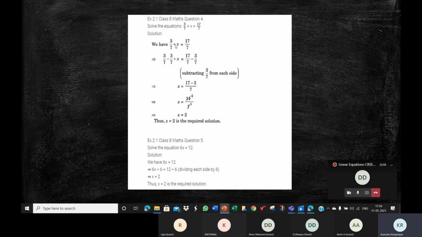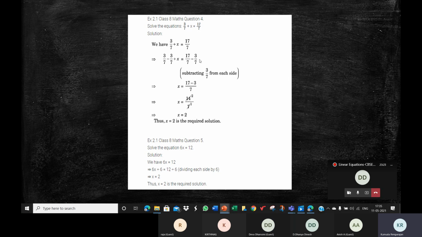So cover the variable. Don't see the variable x. See, I put my cursor on that. You cannot see x now. Now, other than x, what do you see in the left hand side? 3/7. Now that should become 0. 3/7 should not be there. How will it become 0? 3/7 minus 3/7. So that means you should subtract 3/7 on both the sides.